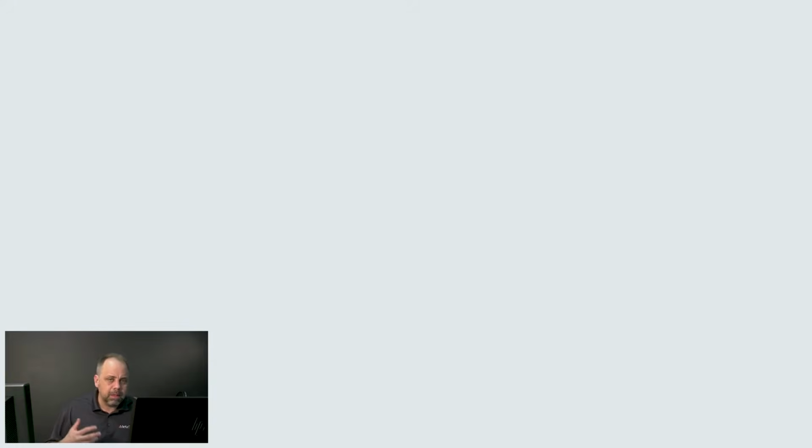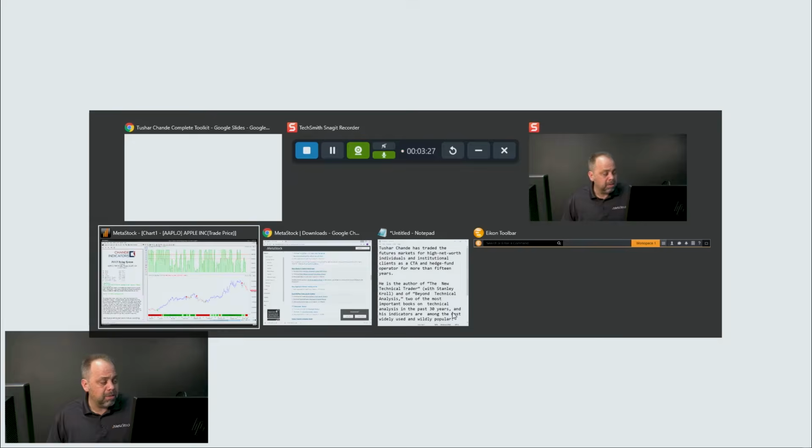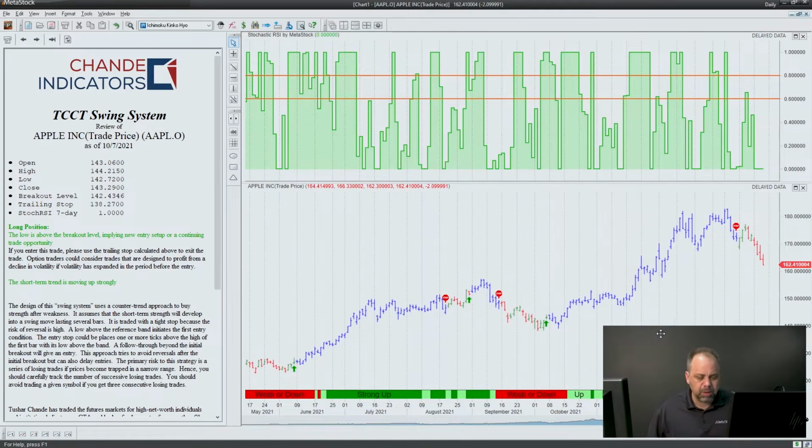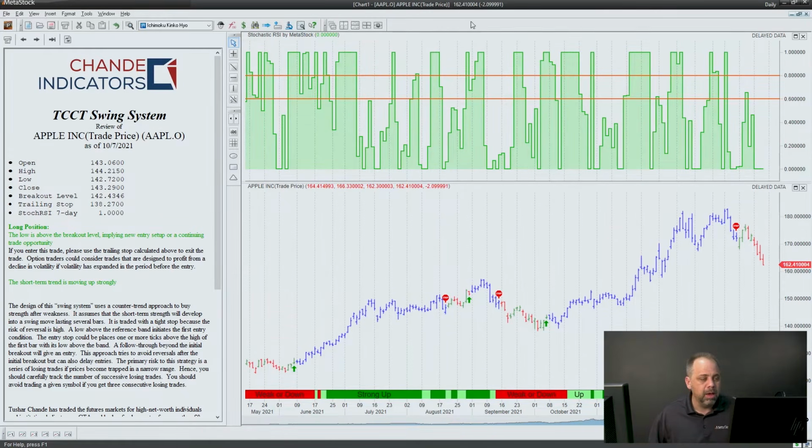And one of the things I want to talk about in terms of the Tushar Chande Complete Toolkit is the integration with MetaStock and the fact that everything's been created with MetaStock, and it's really a full integration into MetaStock. So what I've got here is I've opened up Apple. I'm going to move my picture over here so we can talk a little bit more about the commentary. But right here we've got a current chart of Apple, and you can see how it's performed on the chart, because as part of the expert advisor, it's going to give you this stochastic RSI up at top. As part of the expert advisor, you'll be able to see every time that it buys, what it's recognizing as a trend, and when it's going to get out of a stop position.